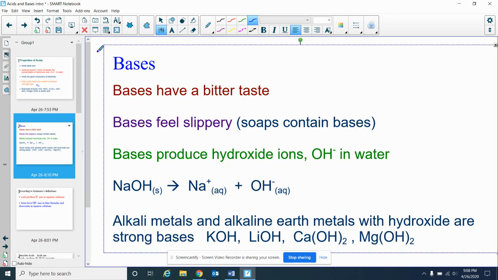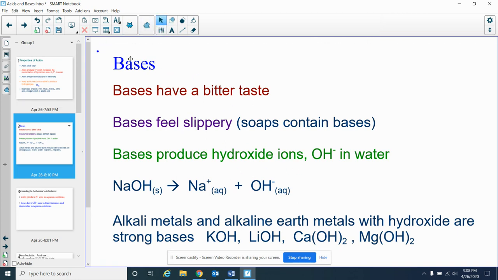Bases, on the other hand, have a bitter taste. So if you taste an acid, it's sour, but if you taste a base, it's bitter. And soap, all kinds of different soaps contain bases. And so we know that bases also feel slippery. If you've ever gotten soap in your mouth for any reason, you know that it tastes bitter. Bases produce hydroxide ions, OH minus. So acids produce H plus, bases produce OH minus in water.